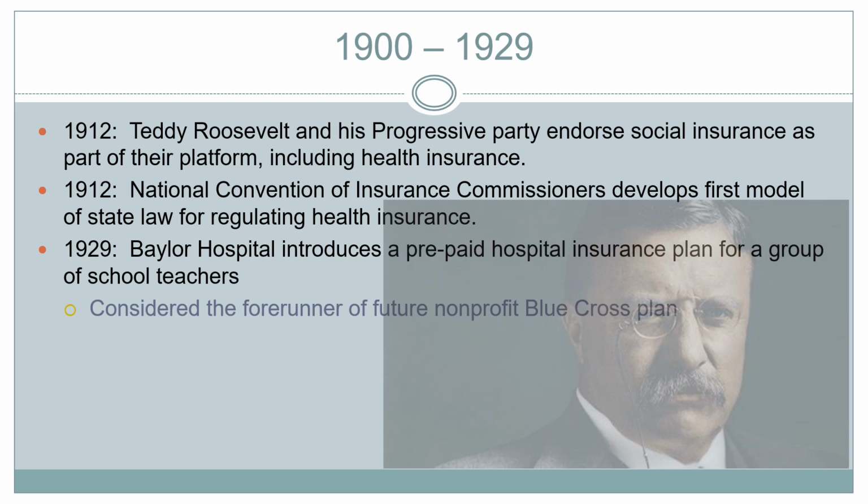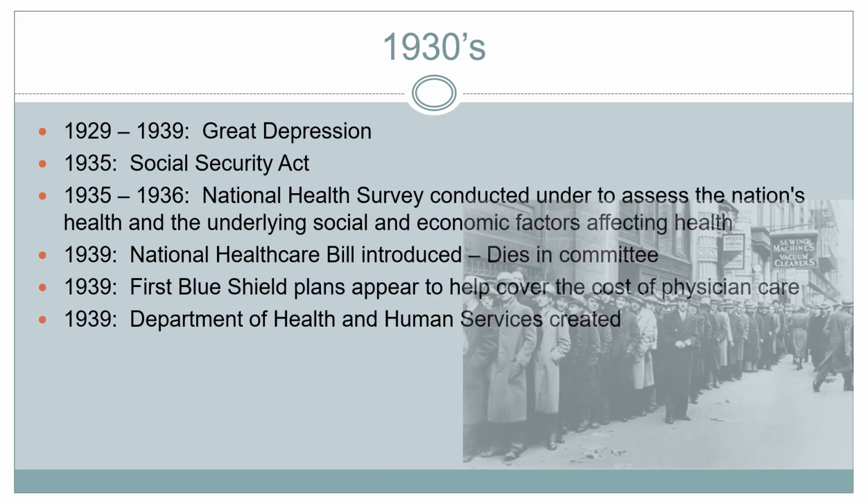Then in 1929 you had the first prepaid hospital insurance plan for a group of school teachers. This was the beginning of what became Blue Cross Blue Shield. In the 1930s, we had the Great Depression from 1929 to 1939. You had the Social Security Act enacted in 1935, and then the National Health Survey conducted to assess our current health and underlying social factors, and that's when the first national healthcare bill was introduced in 1939. While it didn't go anywhere, it started that process along the way.